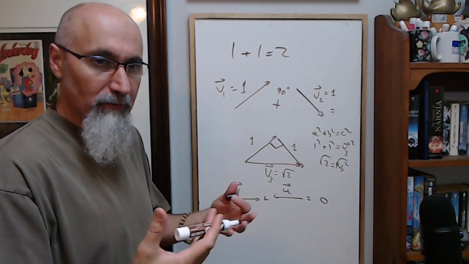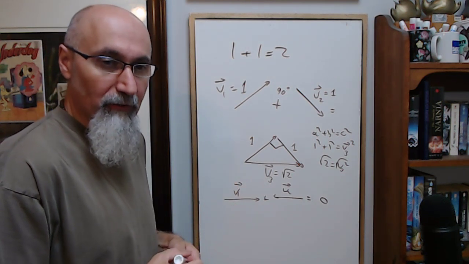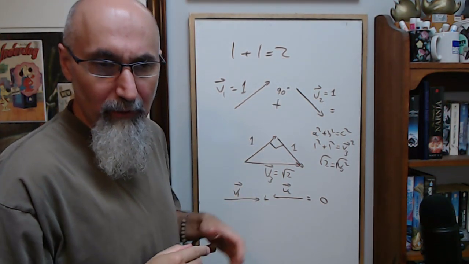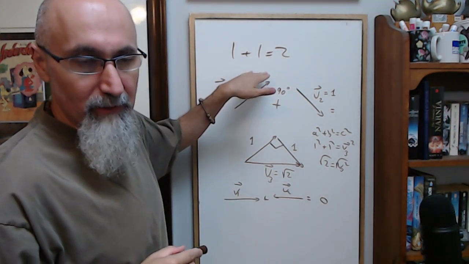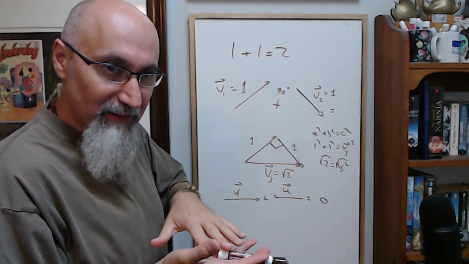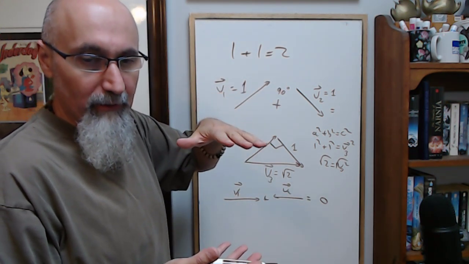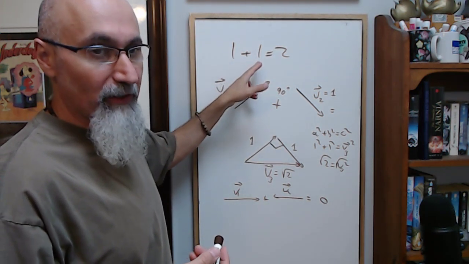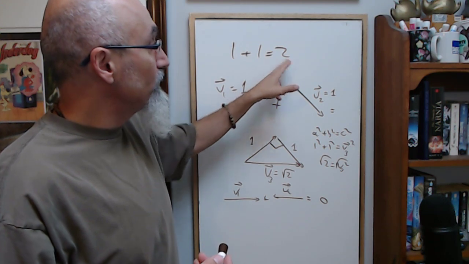But when it comes to number theory, I guess, I don't know if it's called number theory, 1 plus 1 is 2. That's one of the core axioms of what mathematics is built on. Okay. Is one unit of something plus another unit of something equal to two units of the same thing?